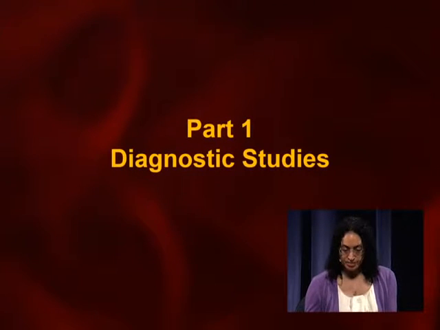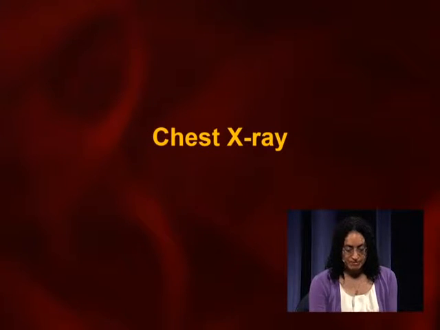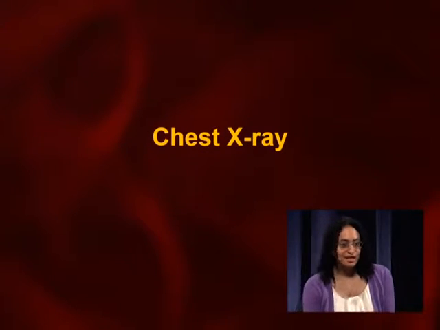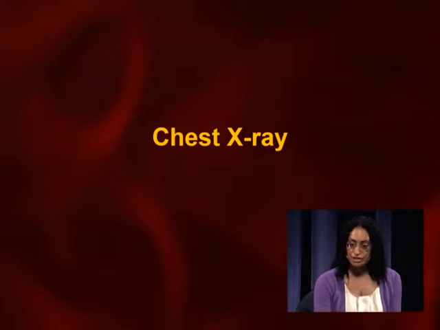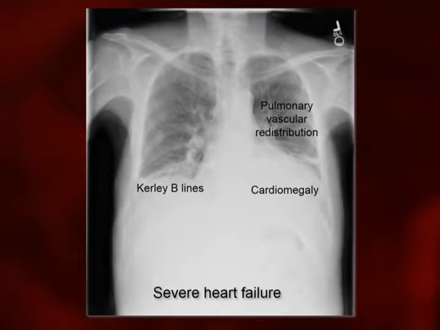Okay, so let's go ahead with part 1, diagnostic studies. And one of the most basic diagnostic studies you can get other than the ECG is a plain chest X-ray. So on our first chest X-ray here, this is a pretty classic example of severe heart failure. It has all the characteristics: pulmonary vascular redistribution, cephalization of vessels here at the top. You can clearly see that the heart is very enlarged, so cardiomegaly is present.